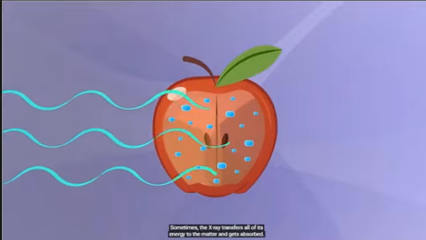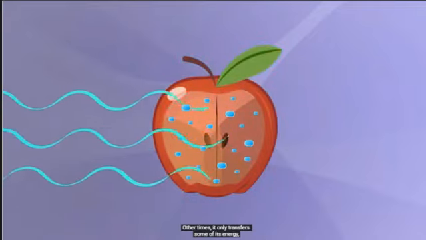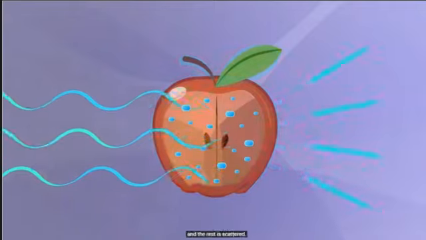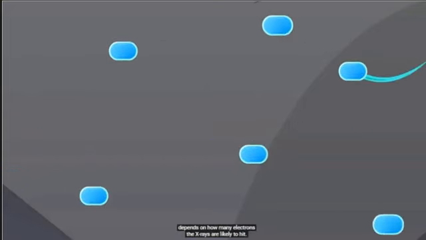Sometimes the X-ray transfers all of its energy to the matter and gets absorbed. Other times, it only transfers some of its energy, and the rest is scattered. The frequency of these outcomes depends on how many electrons the X-rays are likely to hit.